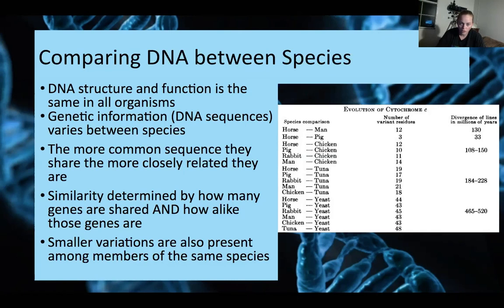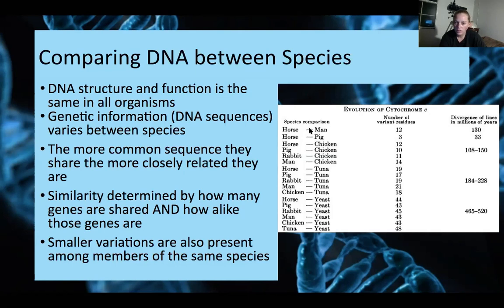So if we look at this chart, we're looking at the evolution of a protein called cytochrome C. Cytochrome C is used in aerobic cellular respiration by any organism that uses oxygen to break down glucose. All organisms that use aerobic respiration have the sequence for this protein. But that sequence is going to be different from one species to another.